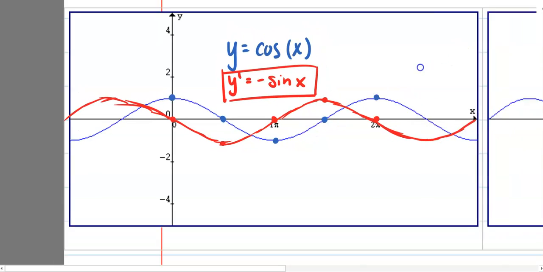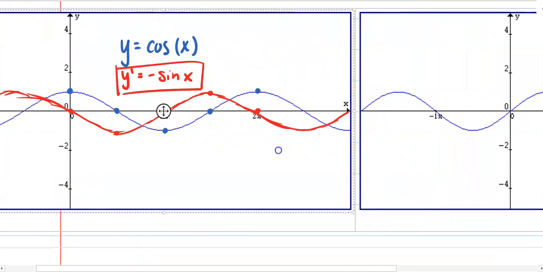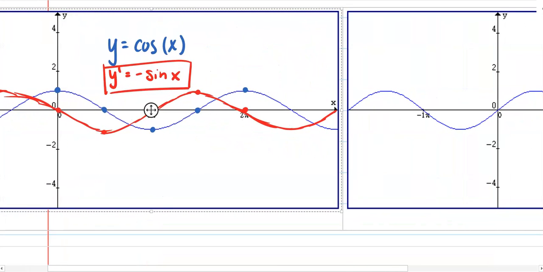Now again, we're not trying to prove these to be true. We're not establishing them using the limit definition, but anecdotally and observationally, I suppose, I think this tends to make a little bit of sense. The derivative of cosine appears to be negative sine.